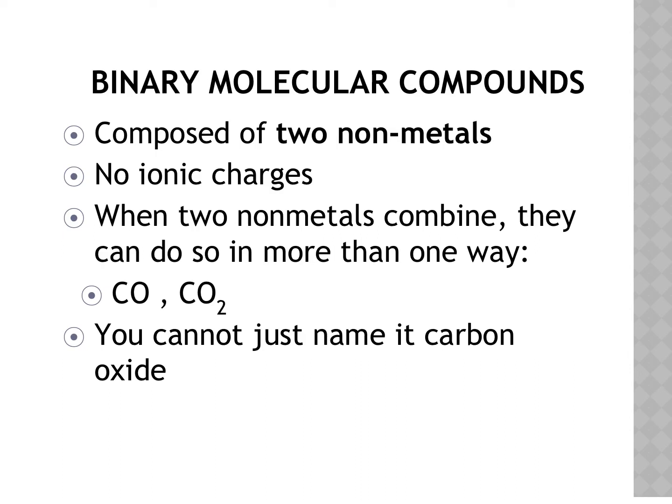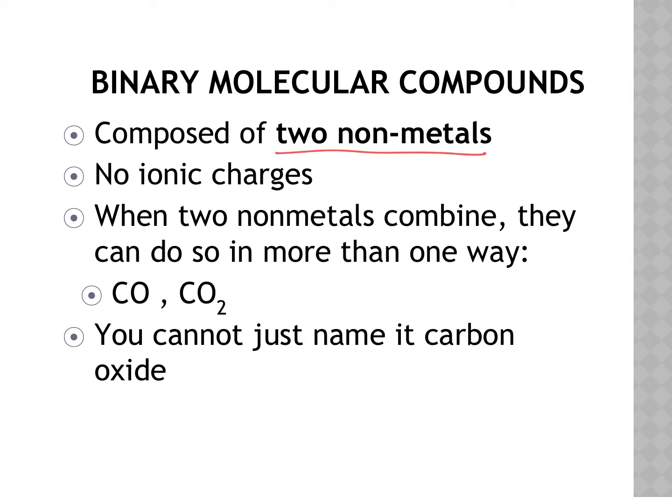Today we're going to learn how to name and write formulas for molecular or covalent compounds. So first we have to identify if a compound is covalent. What you're going to look for is two nonmetals. If you're looking at your periodic table, you look at that bold staircase and you're looking for two elements to the right of that staircase.